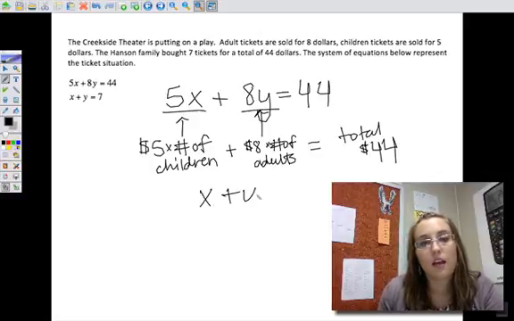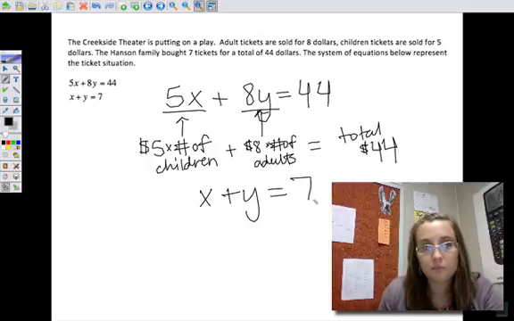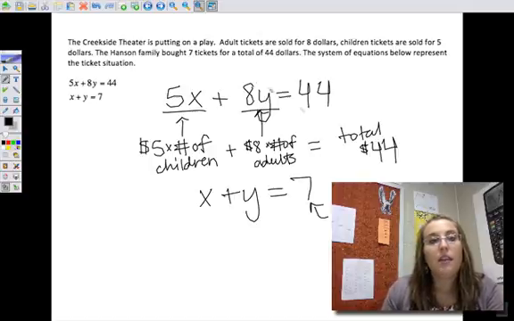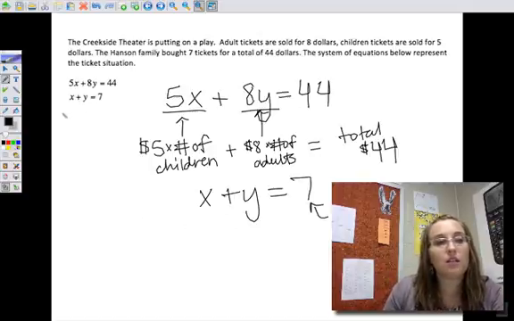The other thing is the second equation. You needed to tell me about x plus y equals 7, what that meant. Well, x and y are the number of children and adults, so when you add those together, you get a total of 7 people coming. So you're going to want to write something about that. 7 people came total from that family. Okay?